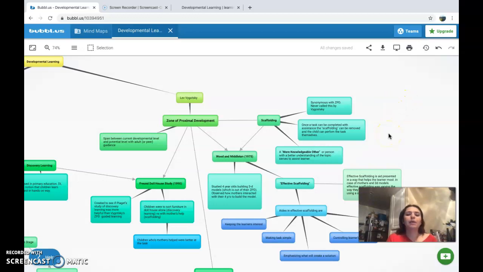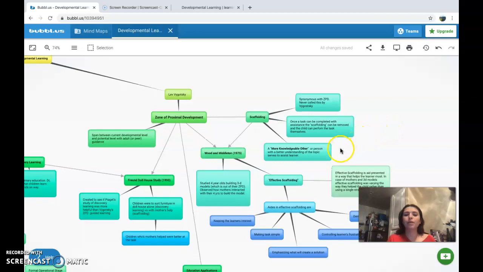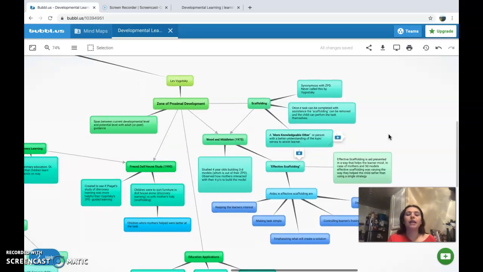Scaffolding basically states that once a task can be completed with assistance, that scaffolding can then be removed and the child can perform the task themselves. The scaffold is usually a more knowledgeable other, or the person who better understands the topic and serves to assist the learner. So we can think of the scaffold as a teacher or a coach. More often than not, it's just a more knowledgeable peer. And a more knowledgeable other doesn't necessarily have to be a person. It can also be a reference book or a tutorial or whatever gets the learner from point A to point B.